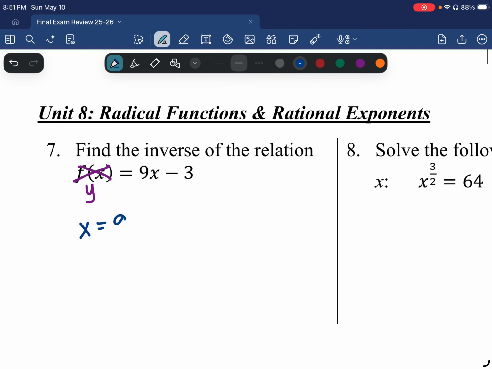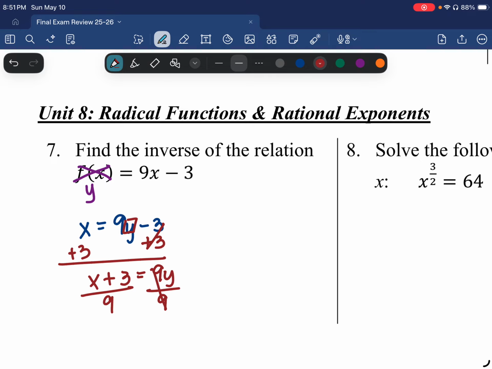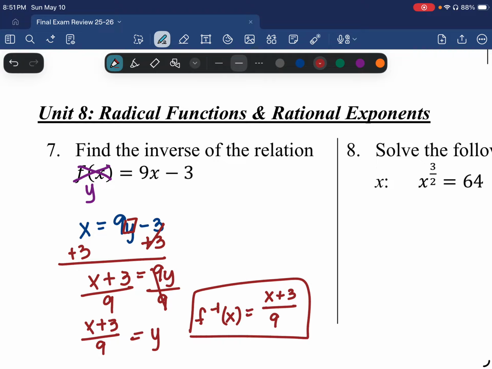So we have x equals 9y minus 3. And then we just want to isolate y again, and this will let us use those inverse operations, which creates the inverse function. So undo the minus 3 by adding 3, x plus 3 equals 9y, and then divide by 9 on both sides. So the inverse function ends up being x plus 3 over 9, and we show the inverse by using a little power of -1. If you see that little f to the -1 power, that simply means that we're talking about the inverse of f, not f itself.